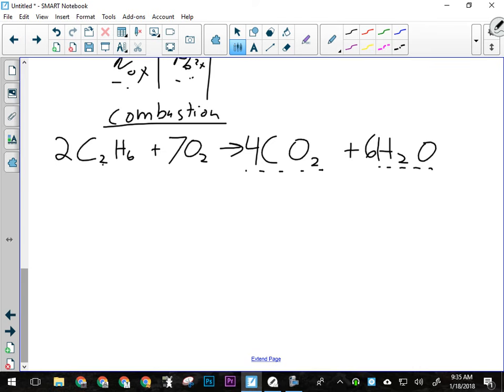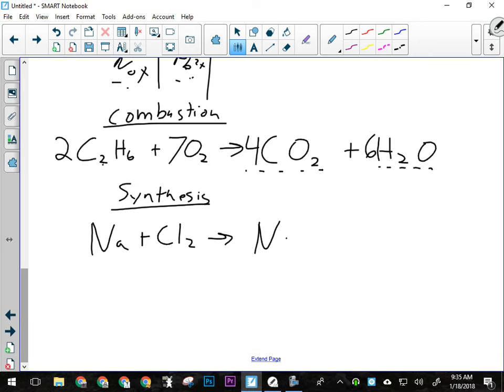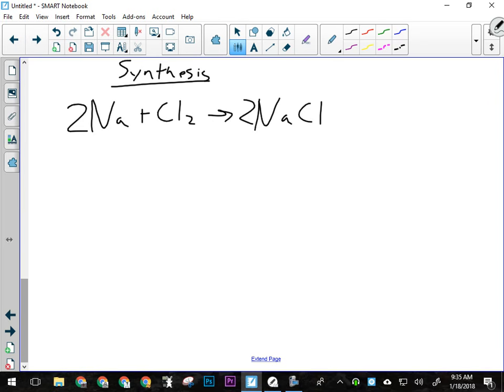What's another one? Synthesis reaction. In a synthesis reaction, 2 elements combine to form a compound. So that would be a synthesis reaction: sodium reacts with chlorine to produce sodium chloride. All right, what's another one?